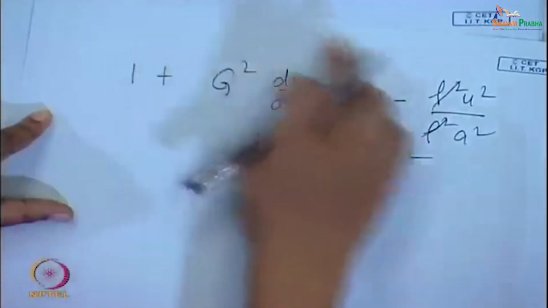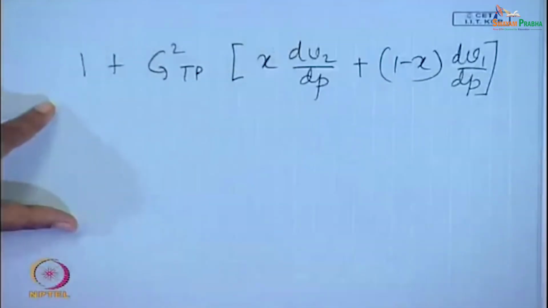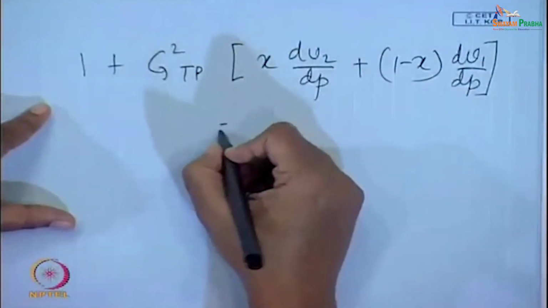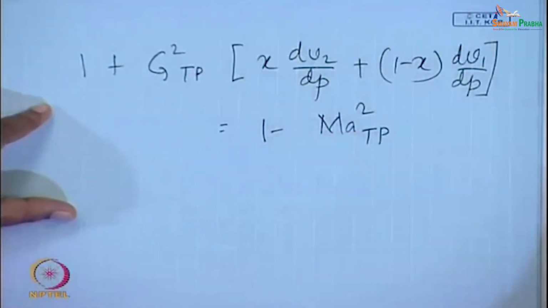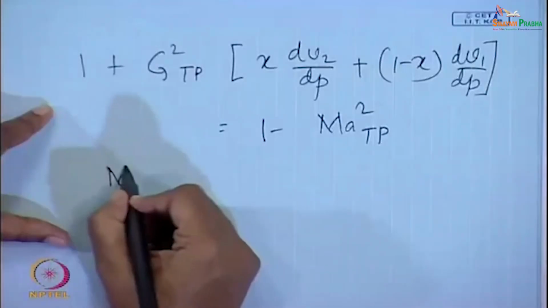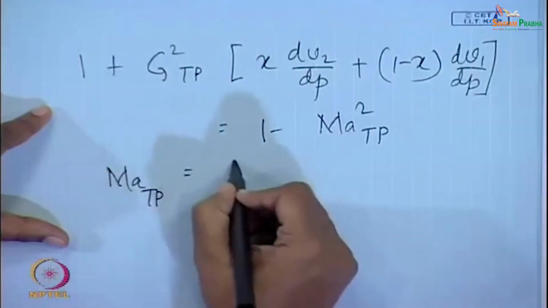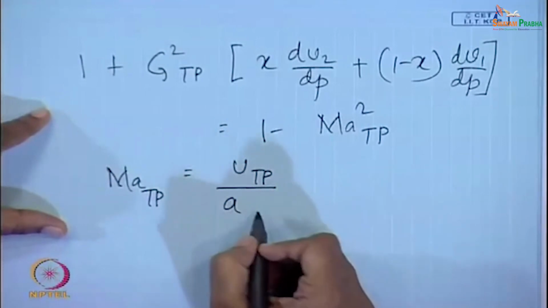So, therefore, if this corresponds to 1 minus Ma square for single phase compressible flow, this must correspond to 1 minus Ma square for two phase homogeneous flow, is it not? So, just like we know that the Mach number for compressible flow is equal to U by A, in this particular case, the Mach number for two phase should have a form of UTP by ATP.